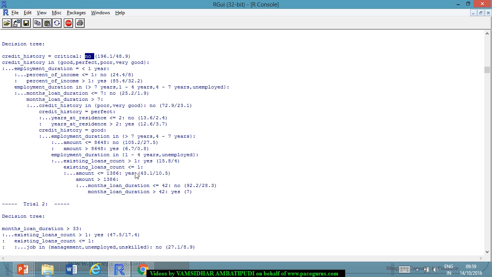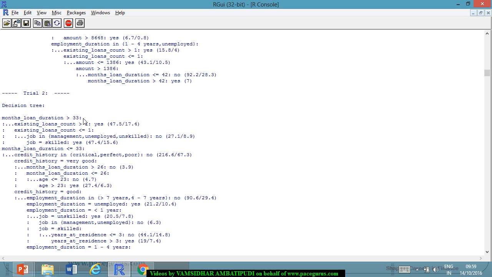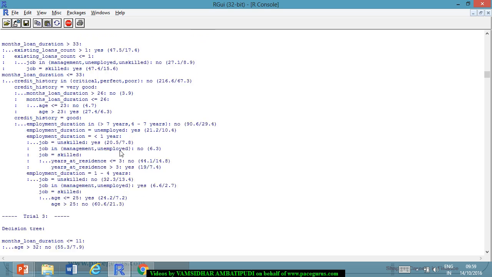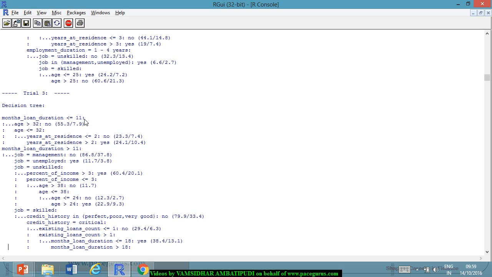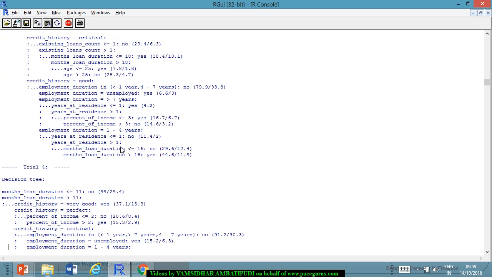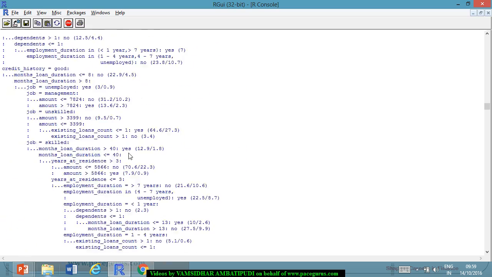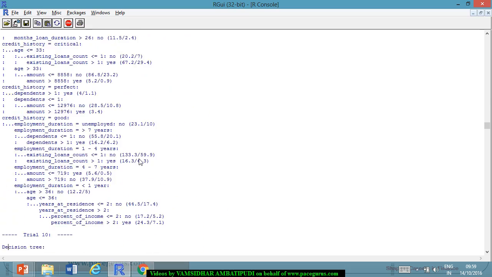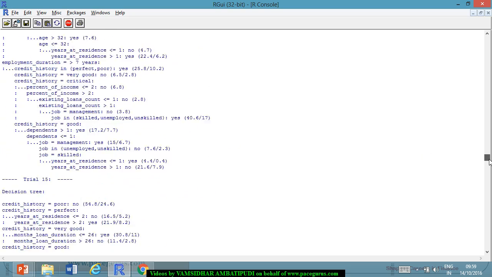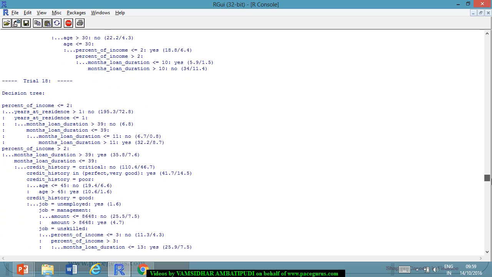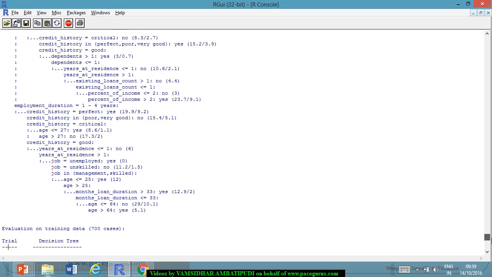This is how it has gone ahead with the decision tree. In trial 2, you can see that the month loan duration greater than 33 has been considered, and from there the whole proceeding has happened. Then in the next one, you can see the month loan duration less than or equal to 11, and the process has continued. So you will find different ways in which the tree has gone forward. A subset of the variables has been considered, and based on that the tree got built. That is how trees get built when you are doing boosting. It will not take all the variables, only a subset of them.